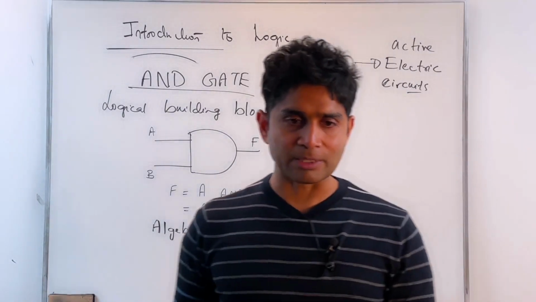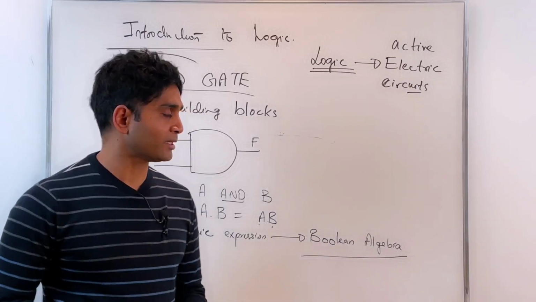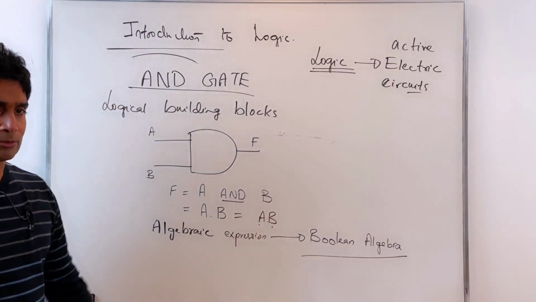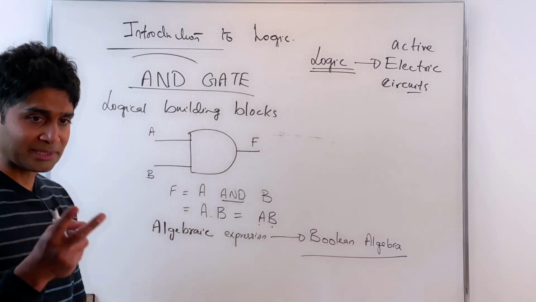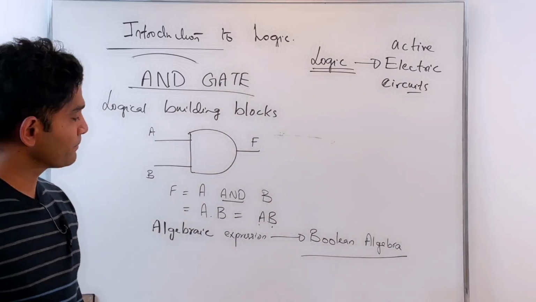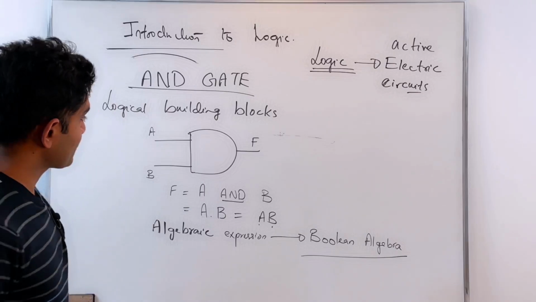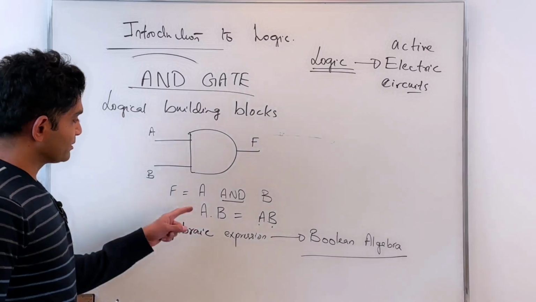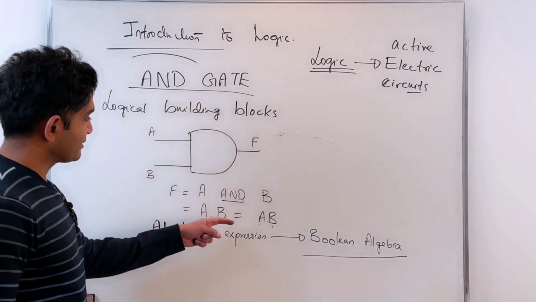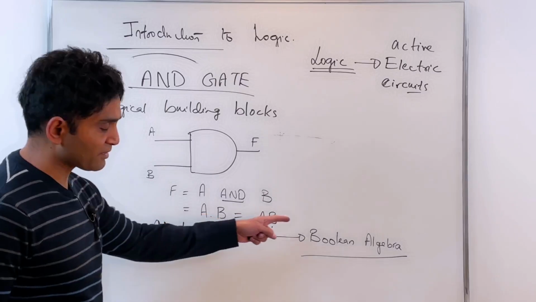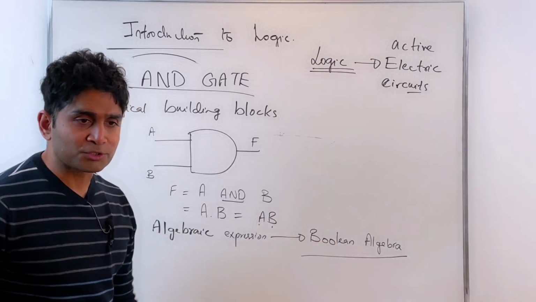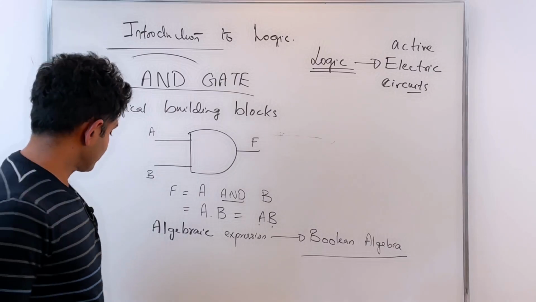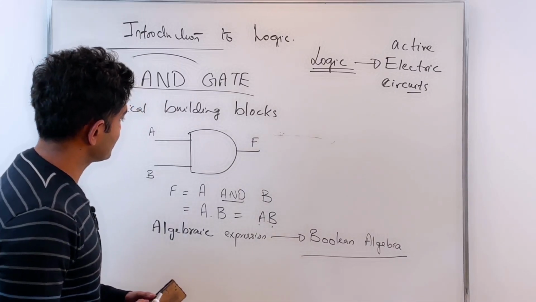Unlike your regular algebra, where variables can take any value, here it's only 0 or 1. You only have two possibilities for each variable, 0 or 1. So when we talk about using these variables to express logical operations as algebraic expressions, that corresponds to Boolean algebra. All right, so that's A and B.